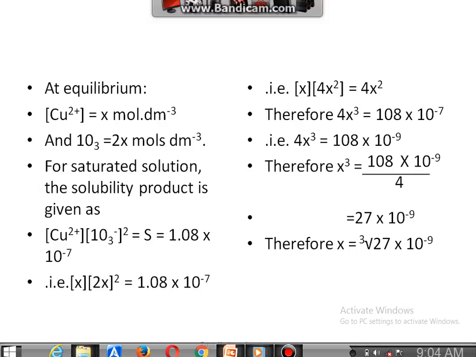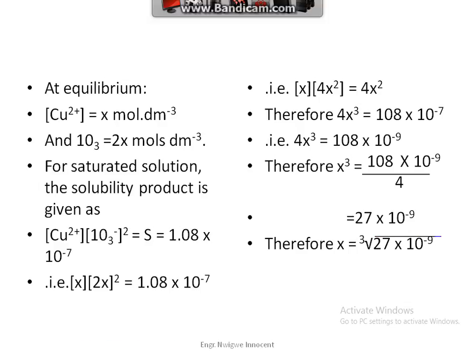7 times 10 raised to the power minus 9, which will give us 3 times 10 raised to the power minus 3. Our answer is C.